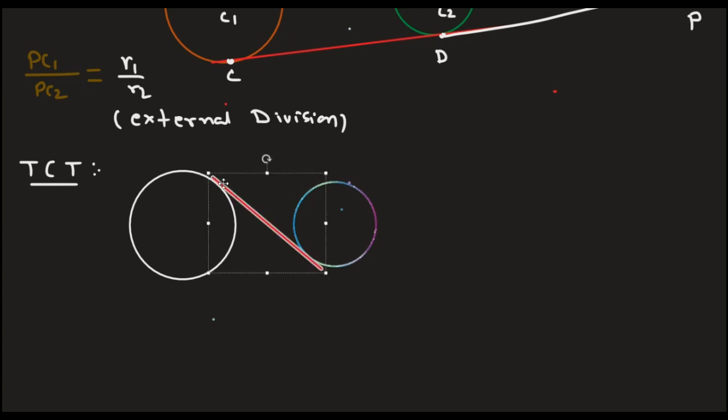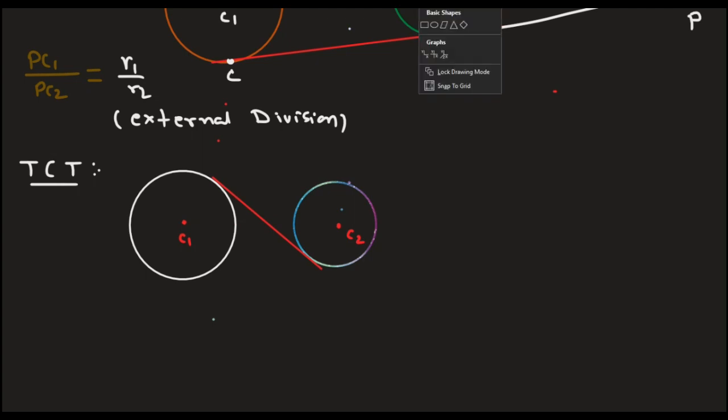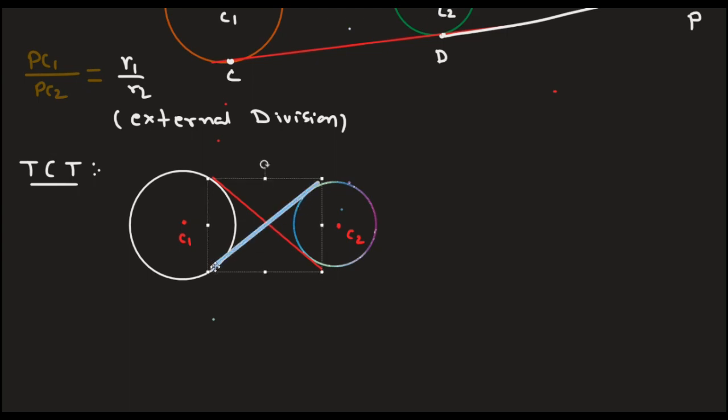Okay. So now what we notice is that in case of a transverse common tangent, the centers lie on opposite sides of the tangent line. So this is our one tangent. Now another tangent we can draw like this. So this will be the other tangent.